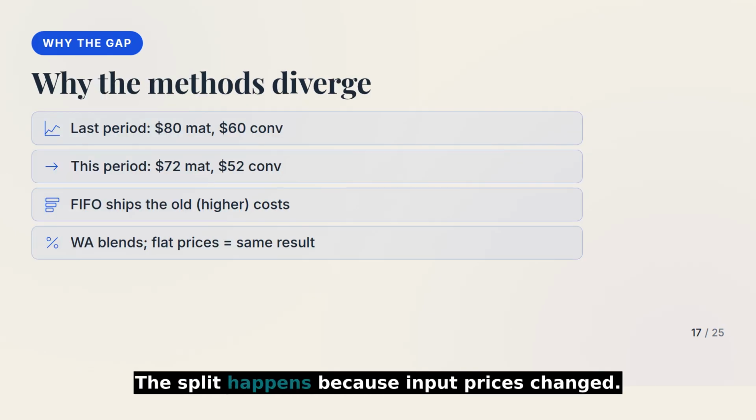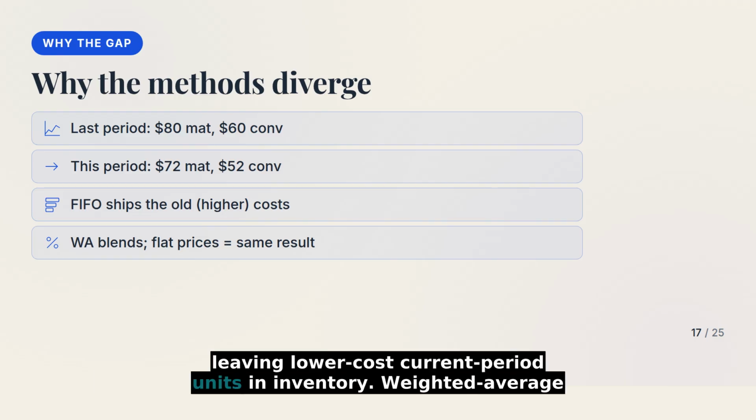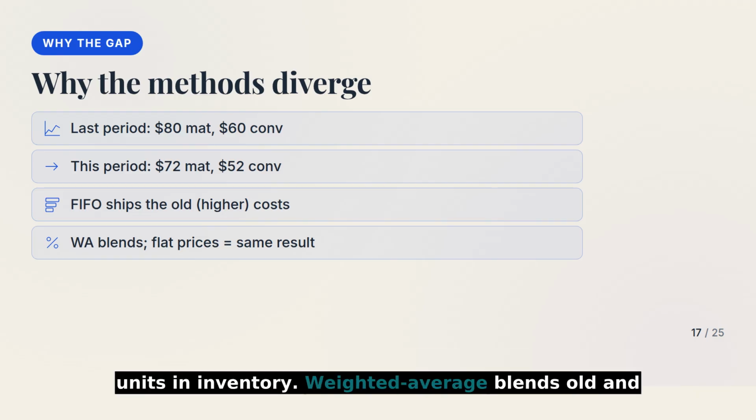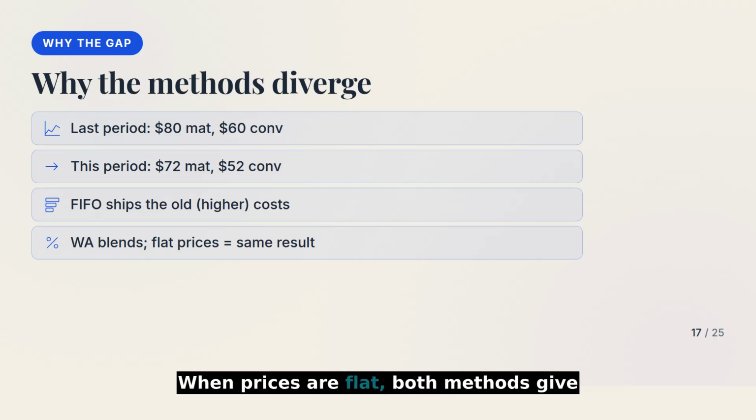The split happens because input prices changed. Last period materials cost $80 per equivalent unit. This period 72. FIFO assumes the higher cost old units leave the building first, pushing more cost into cost of goods sold and leaving lower cost current period units in inventory. Weighted average blends old and new, splitting the difference. When prices are flat, both methods give nearly identical results.